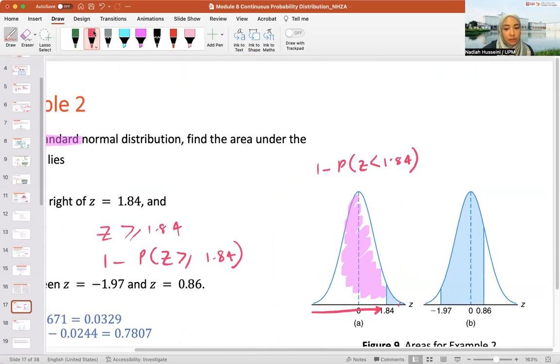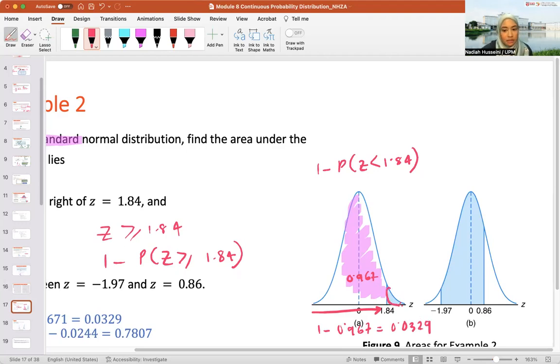So what does that tell me? This portion is 0.967. This is what the table told me. At z equal to 1.84, the value is 0.967. This is the probability of my variable having a value between here to 1.84. But this is not what I want. I want this portion, therefore 1 minus 0.967. And I would get something which is, I don't know what's the answer here, 0.0329.